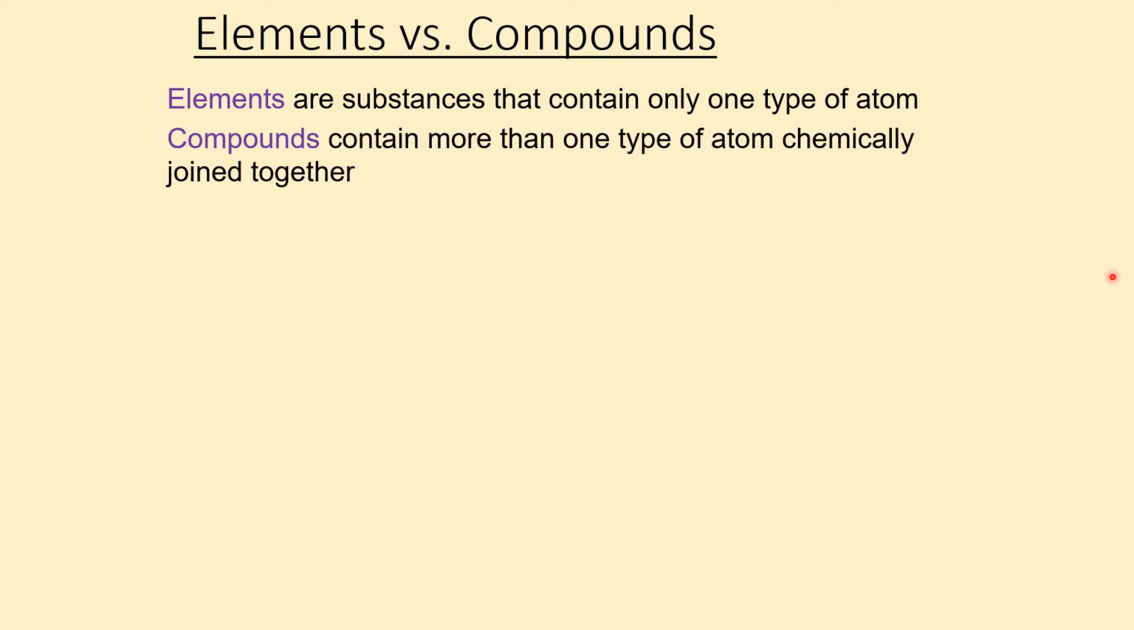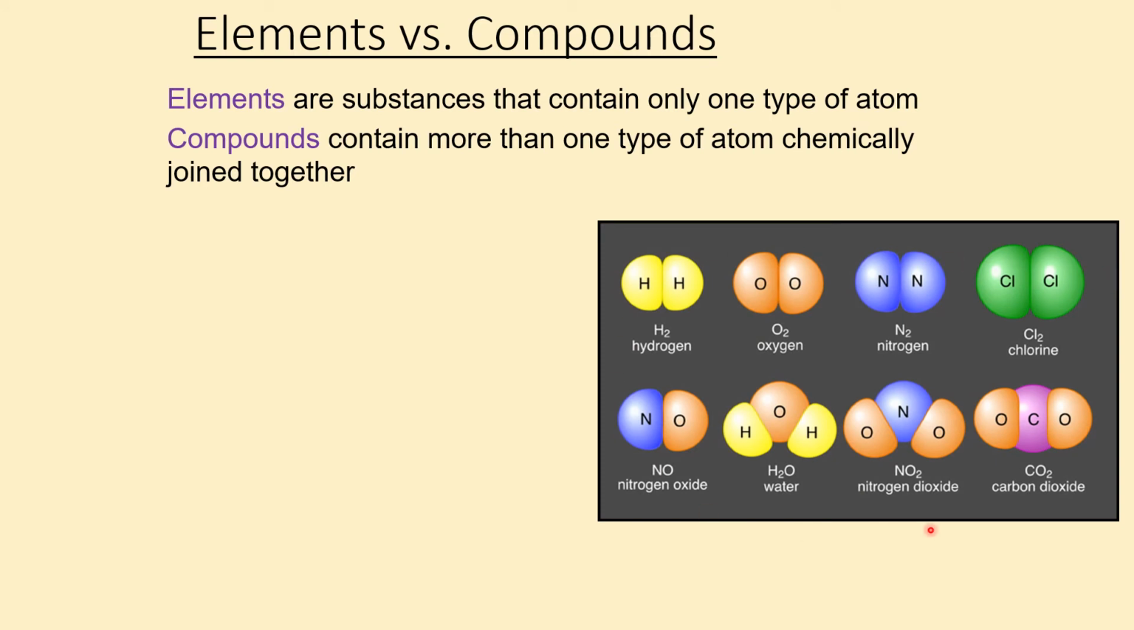Compounds contain more than one type of atom chemically joined together. So compounds are different to mixtures. Here are some examples of compounds. So, in fact, not all of these are compounds because this one is hydrogen gas. That's just made up of one type of atom, just hydrogen, so that's an element. Same here, one type of atom, just oxygen. That's the element oxygen. That's the element nitrogen. That's the element chlorine. Down here along the bottom, you've got some examples of compounds.